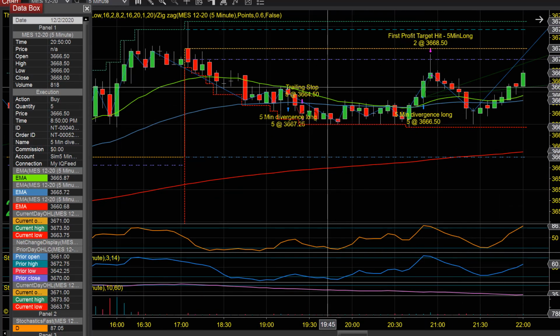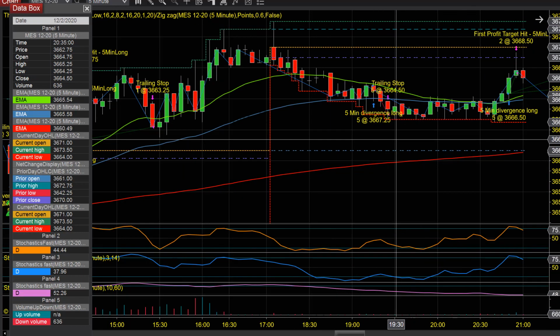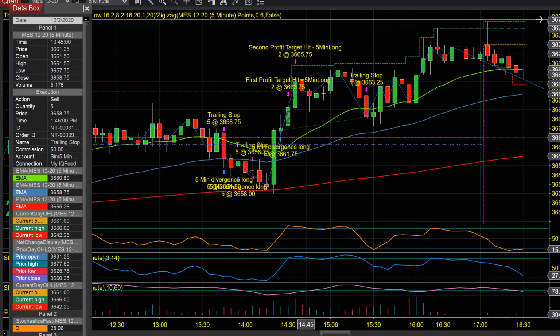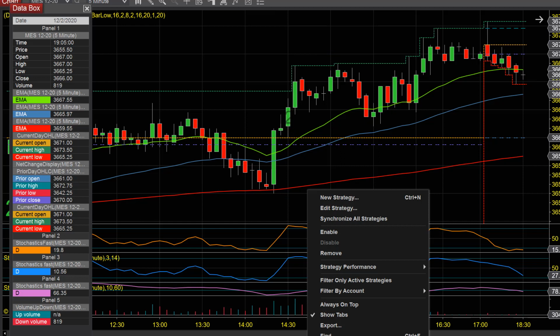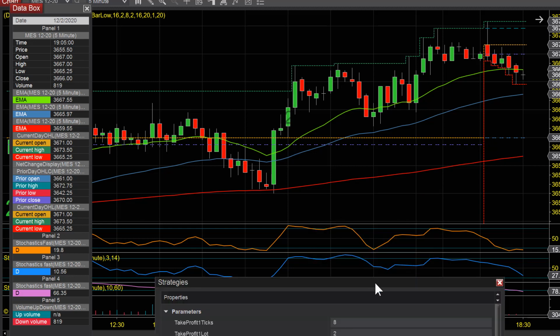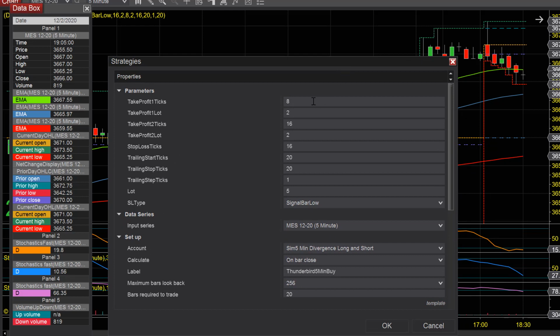Let's see what the back test looks like on this, because there's some pretty impressive gains here. Let me take a look at what the criteria was again. Edit strategy. Criteria was signal bar low and 20. 8, 16, and 20.